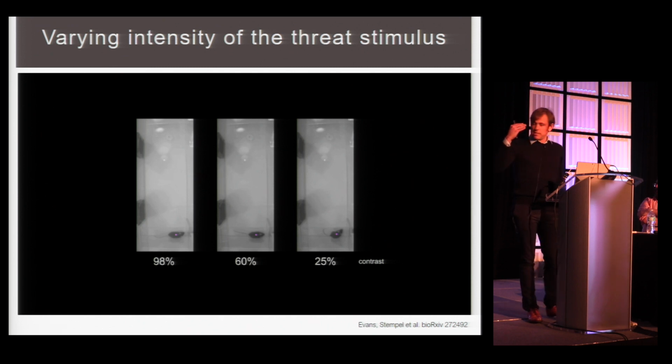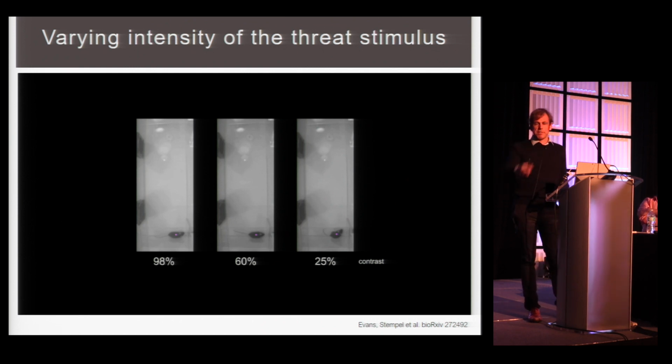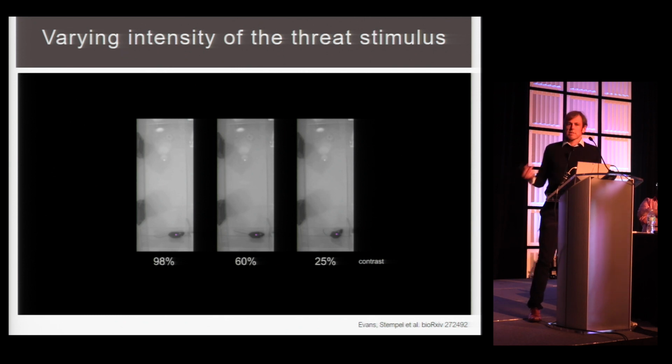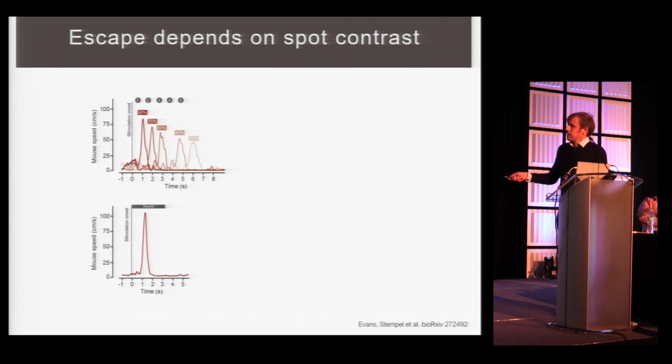I think what's very clear from here is that the reaction time is very strongly modulated, and the lower the contrast, the longer the reaction time. Here we were presenting the spot 5 times. At a high contrast, the animal escapes on the first spot, and at the lower contrast it escapes at the last spot. And this is further shown here for one mouse. These are traces of mouse speed for decreasing contrasts, and you can see by the peak that the escape happens later and later.